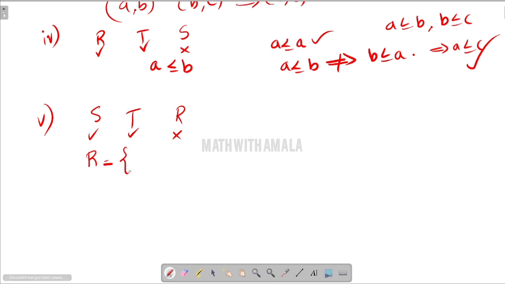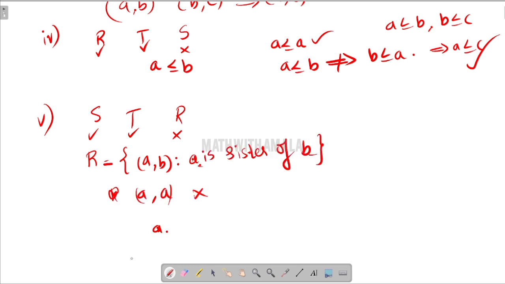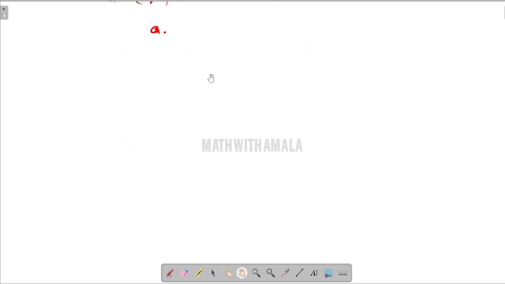Next, the fifth one: symmetric and transitive but not reflexive. Let's take the relation R equal to the set of (a, b) such that a is sister of b. a cannot be a sister of that person itself, hence it is not reflexive, but it is both symmetric and transitive. We can have sisters in this loop of transitivity and symmetry.